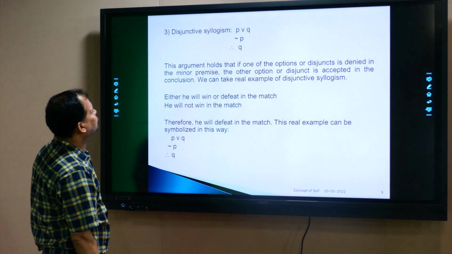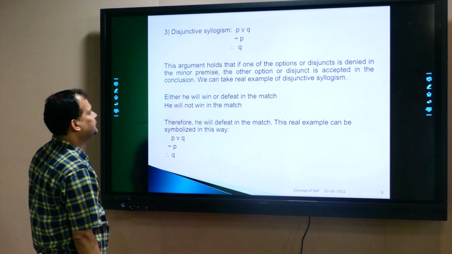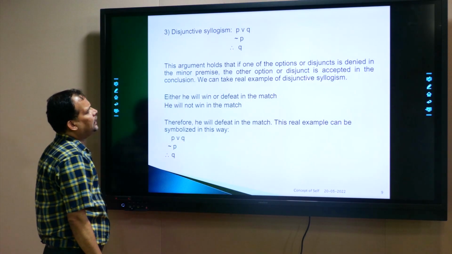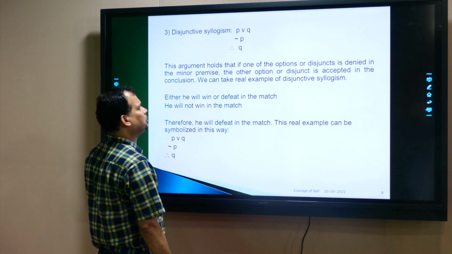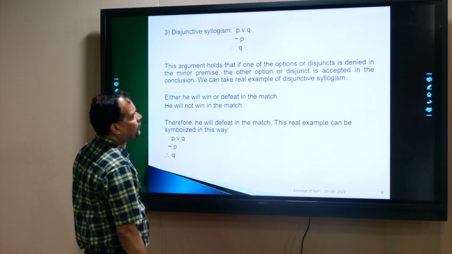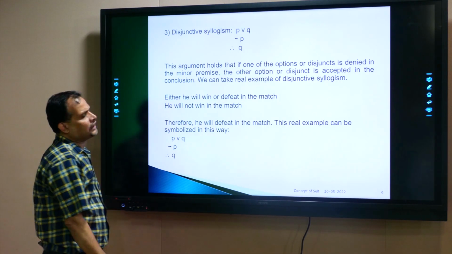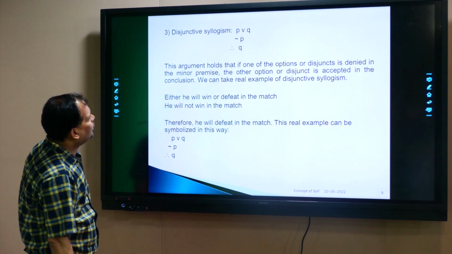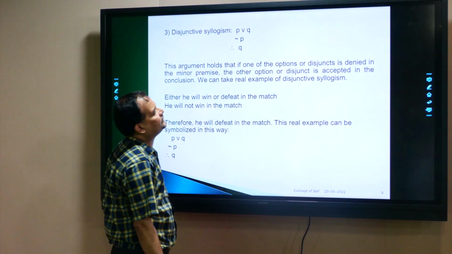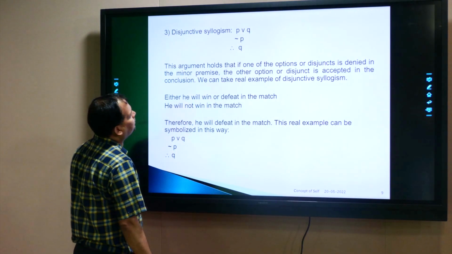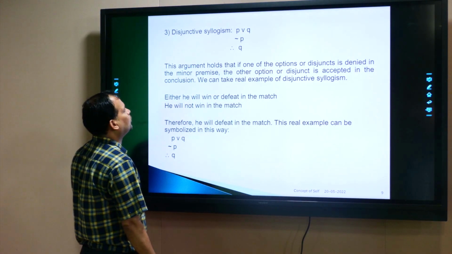Now, dear learners, the third rule of inference is disjunctive syllogism. P ∨ Q, ¬P, therefore Q. This is the rule of disjunctive syllogism. This argument holds that if one of the options or disjuncts is denied in the minor premise, the other option or disjunct is accepted in the conclusion.